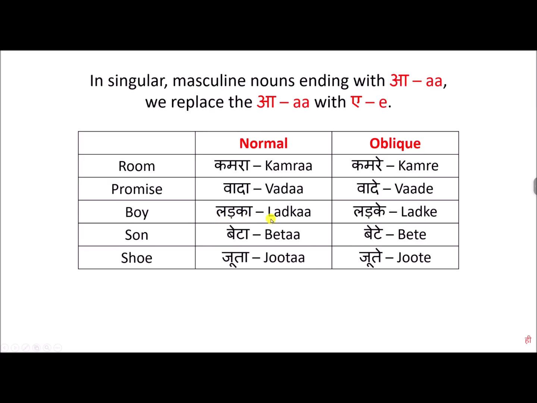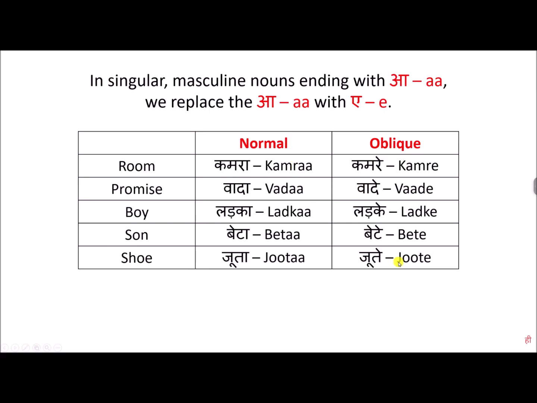Ladka becomes ladke. Beta becomes bete. जूता becomes जूते. All right, so this is the oblique of this, and this is the oblique of this, and so on.